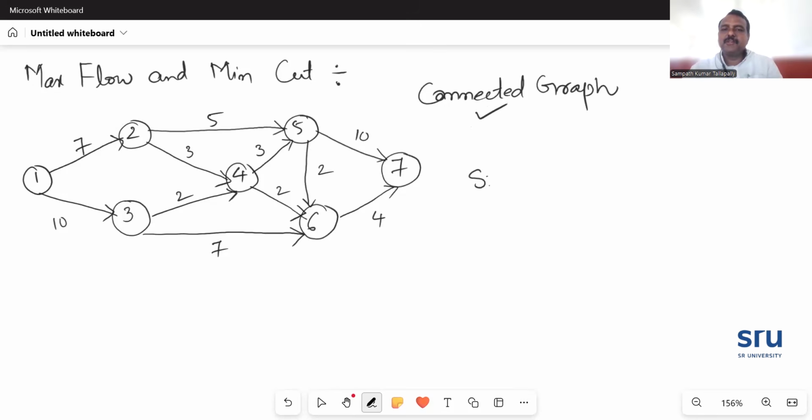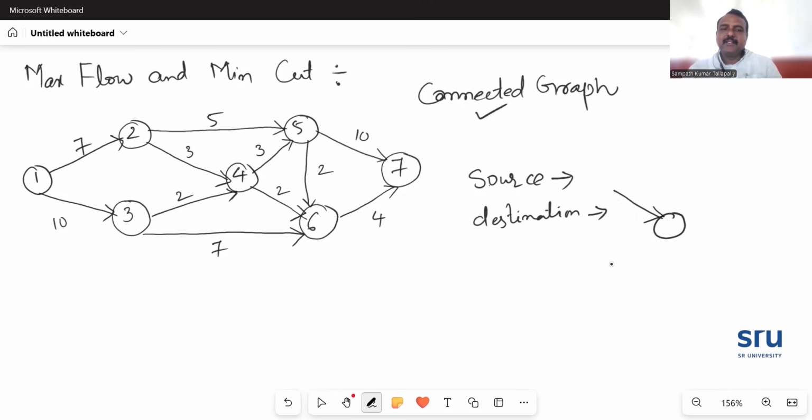Out of all the vertices in the connected graph, we need to identify the source first, and we also need to identify the destination. So the first task is how we identify a vertex that can be called the source. A vertex which does not have any in-degree is the source. Suppose this is a vertex: it should not have any edge coming into it. Then we call that vertex the source vertex.